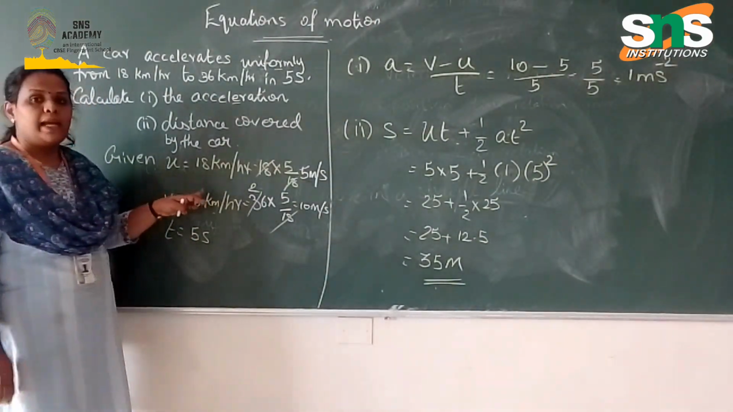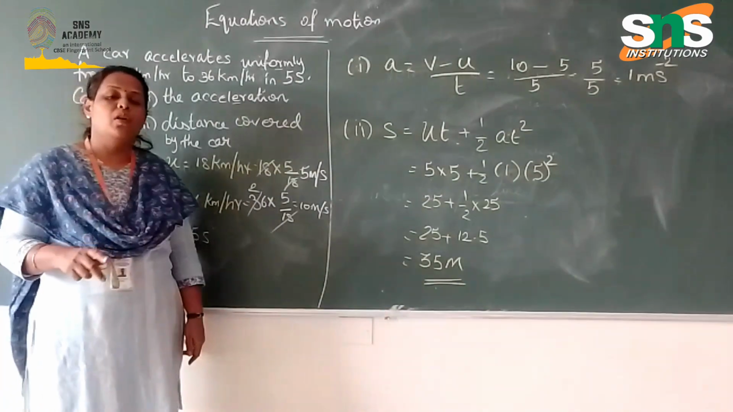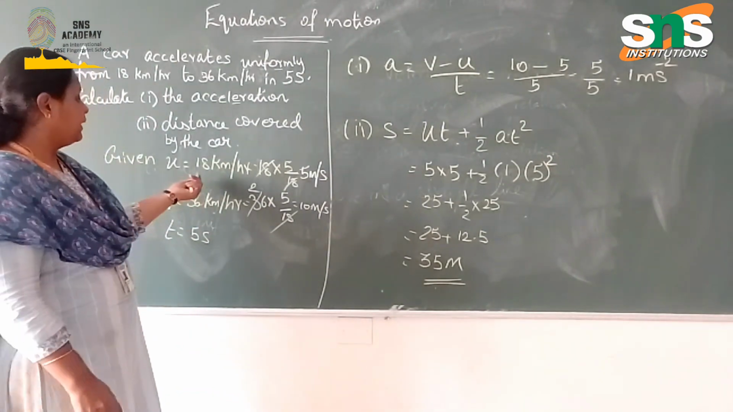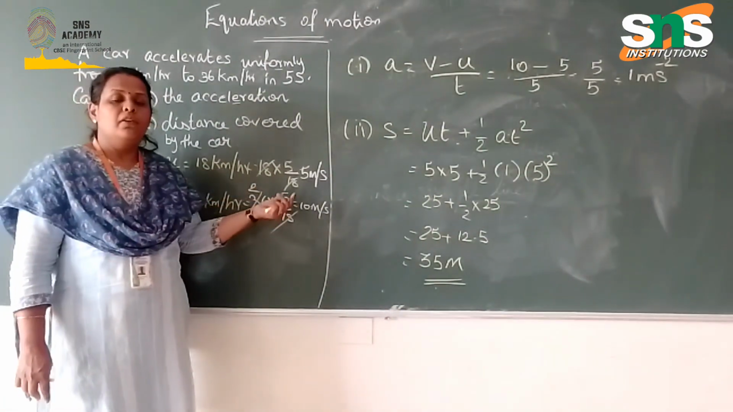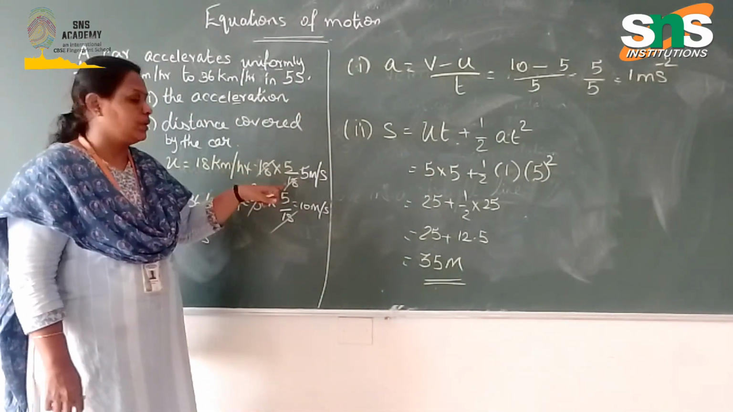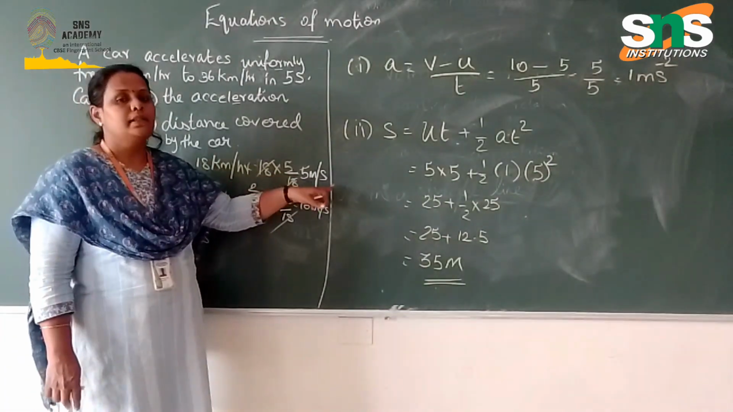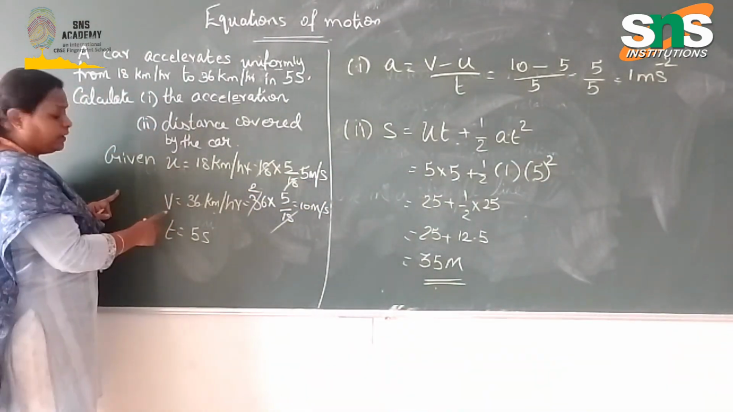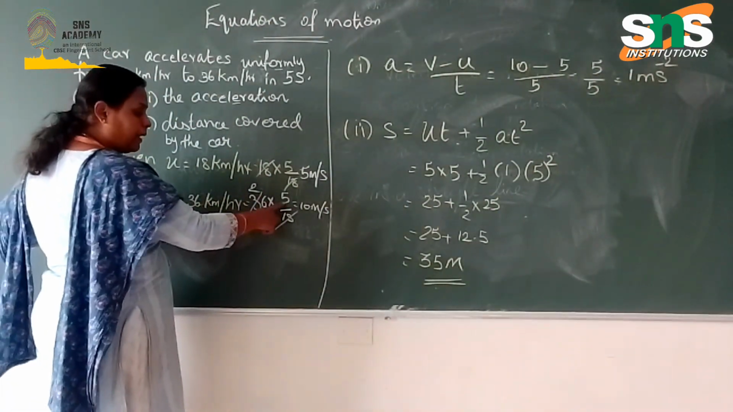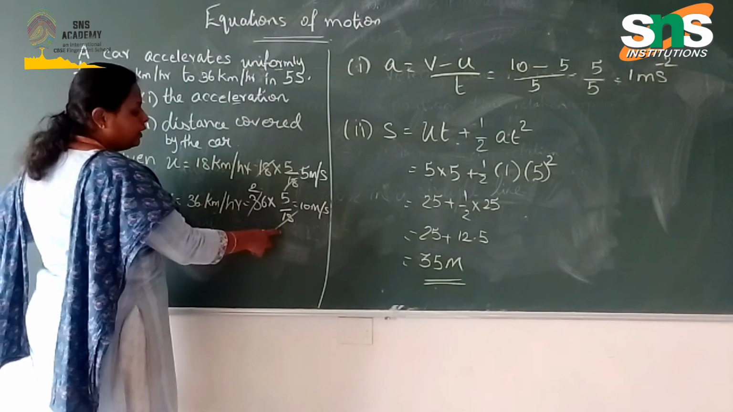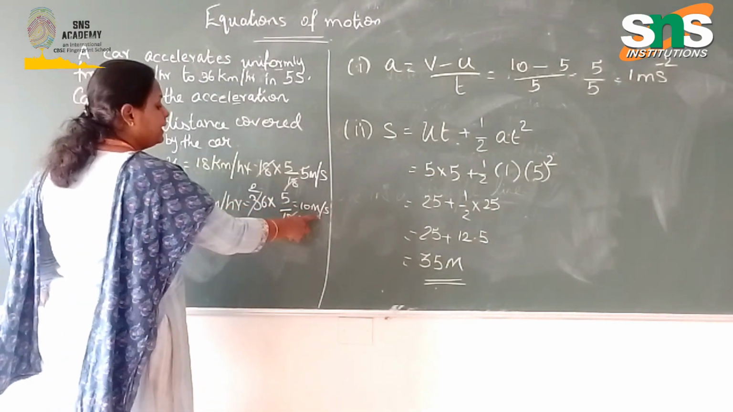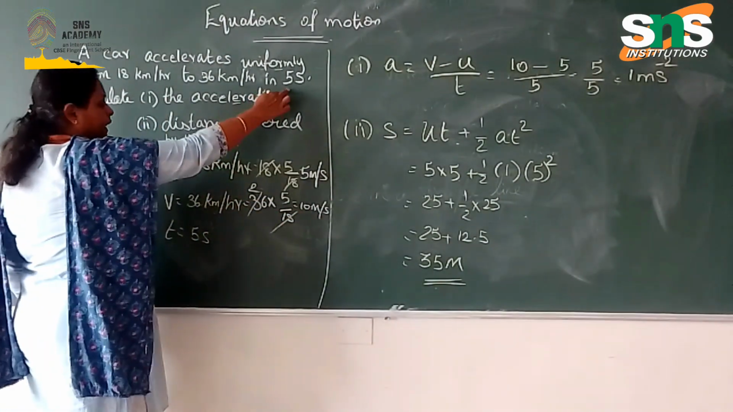Given u = 18 km per hour. To convert kilometer per hour into meter per second, we multiply the numerical value by 5 by 18. So 18 into 5 by 18 gives 5 meter per second. Converting the final velocity 36 km per hour into meter per second, we multiply by 5 by 18. 18 goes 2 times into 36, so 2 into 5 is 10 meter per second. The given time t = 5 seconds.